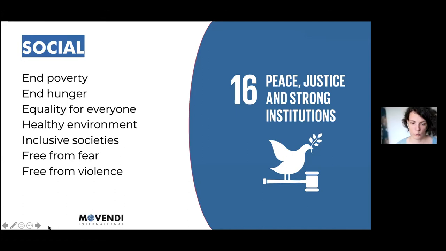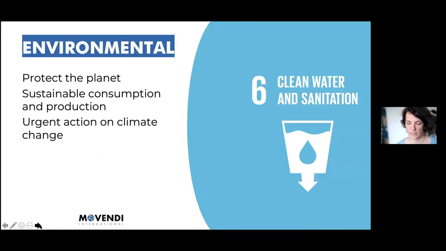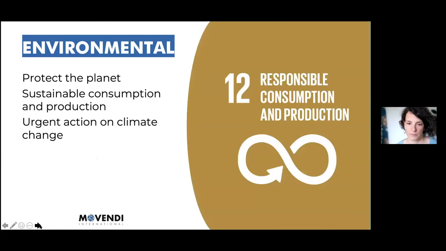Then if we move to the next category, the environmental ones, there the countries have committed themselves to protect the planet, work on sustainable consumption and production, and also take urgent action on climate change.